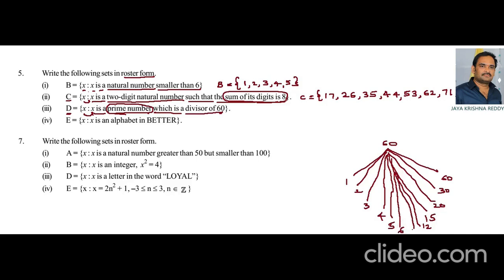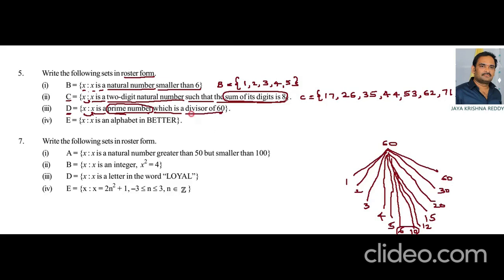6 10s are 60. So the numbers between 6 and 10, 7, 8 and 9, will not divide 60. So these are the factors or divisors of 60. That is 1, 2, 3, 4, 5, 6, 10, 12, 15, 20, 30, 60.